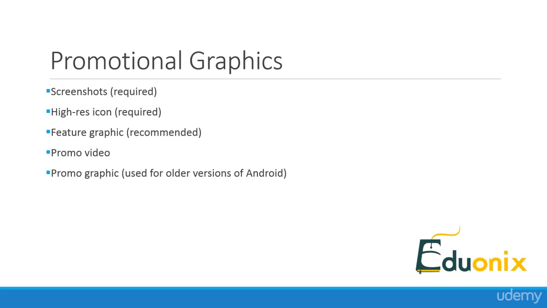Some of the following promotional graphics are required, while others are highly recommended. Some of the required components for the promotional graphics are screenshots and a high-res icon. Although a feature graphic is not strictly required, it is highly recommended, as well as a promotional video. The promo graphic is used for promotions on older versions of the Android OS, running on Android earlier than 4.0.